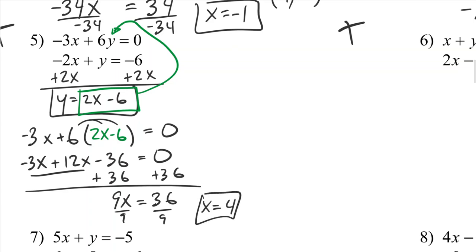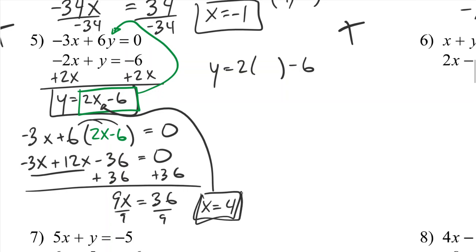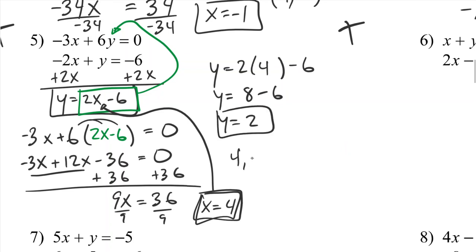So now we can substitute this value of 4 in for x into that new equation that we made when we solved for y. So that's y equals 2x minus 6, and we're substituting in this 4. x is 4. So y equals 8 minus 6, so y equals 2. So our solution is the point 4, 2.